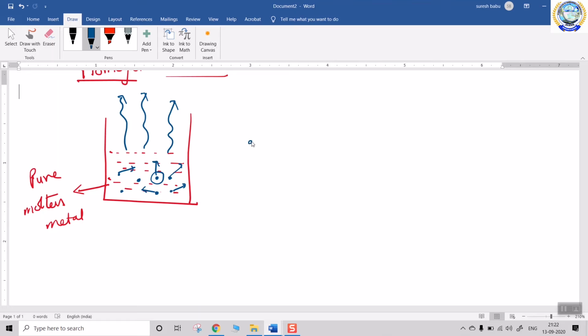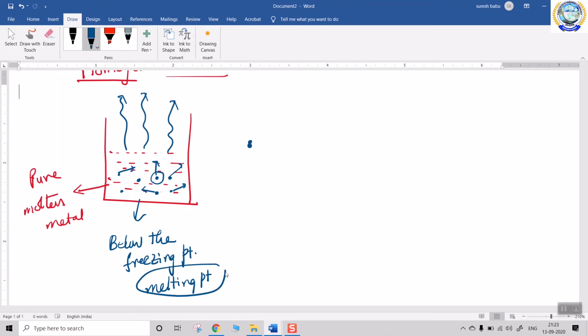Whenever a fast moving particle is slowed down, and there is another particle nearer to it which is also moving with slow velocity, whenever the system's temperature is below the freezing point, or you can say melting point, then automatically these two particles will add together and form a small solid particle. This small solid particle is called a metal cluster.